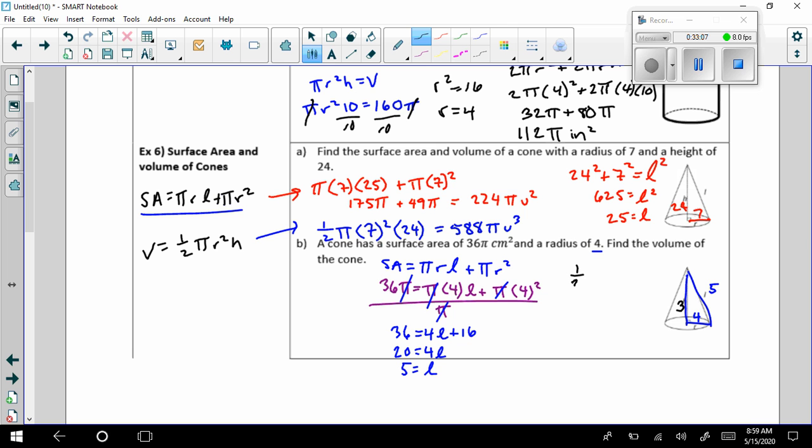So 1/2 pi radius squared, so 4 squared, times my height, which we found is 3. I'm going to leave this in terms of pi, so I just have 16. Half of that is 8 times 3 is 24 pi centimeters cubed.